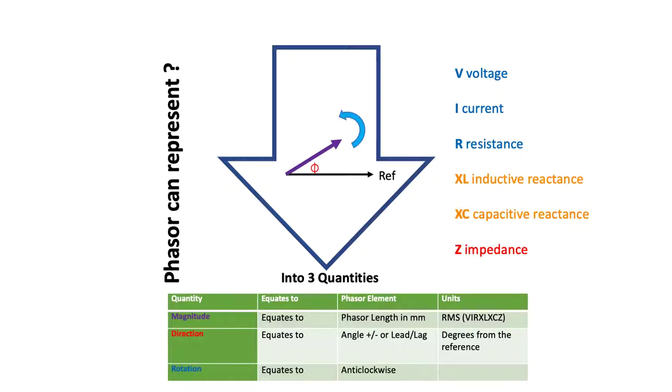Our third quantity is rotation. All phasors are rotating anti-clockwise. So they're all spinning around anti-clockwise in relation to each other and to the reference.